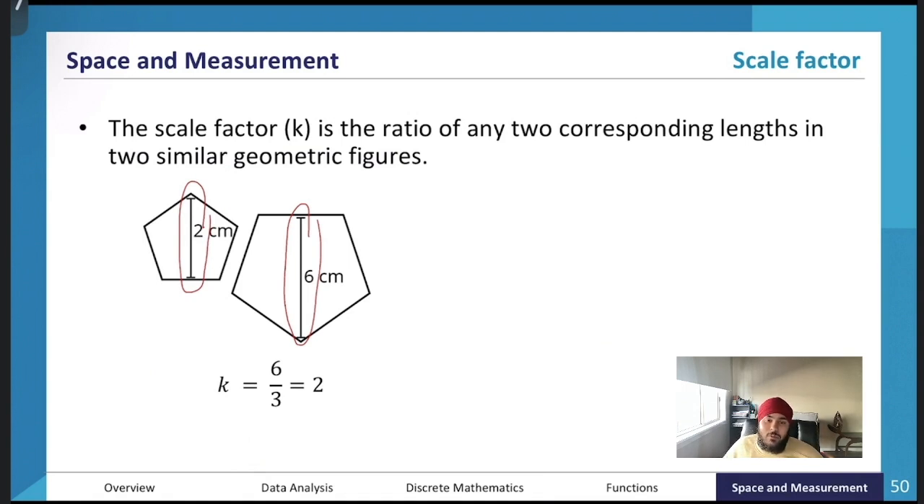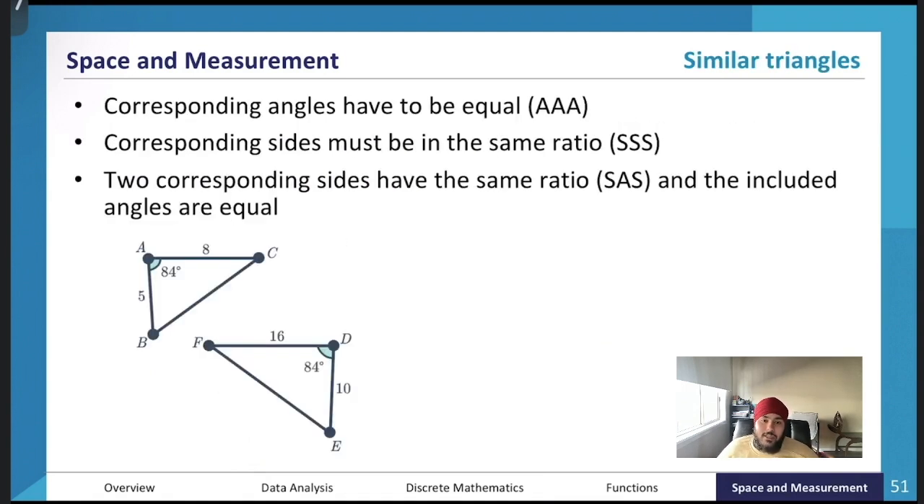Okay, so next let's look at similar triangles. Similar triangles are basically triangles that, again, are similar. But these have a little bit more criteria to classify them as similar. So we either have AAA, SSS, or SAS. If you can prove one of these criteria, then you can say that the two triangles are similar.